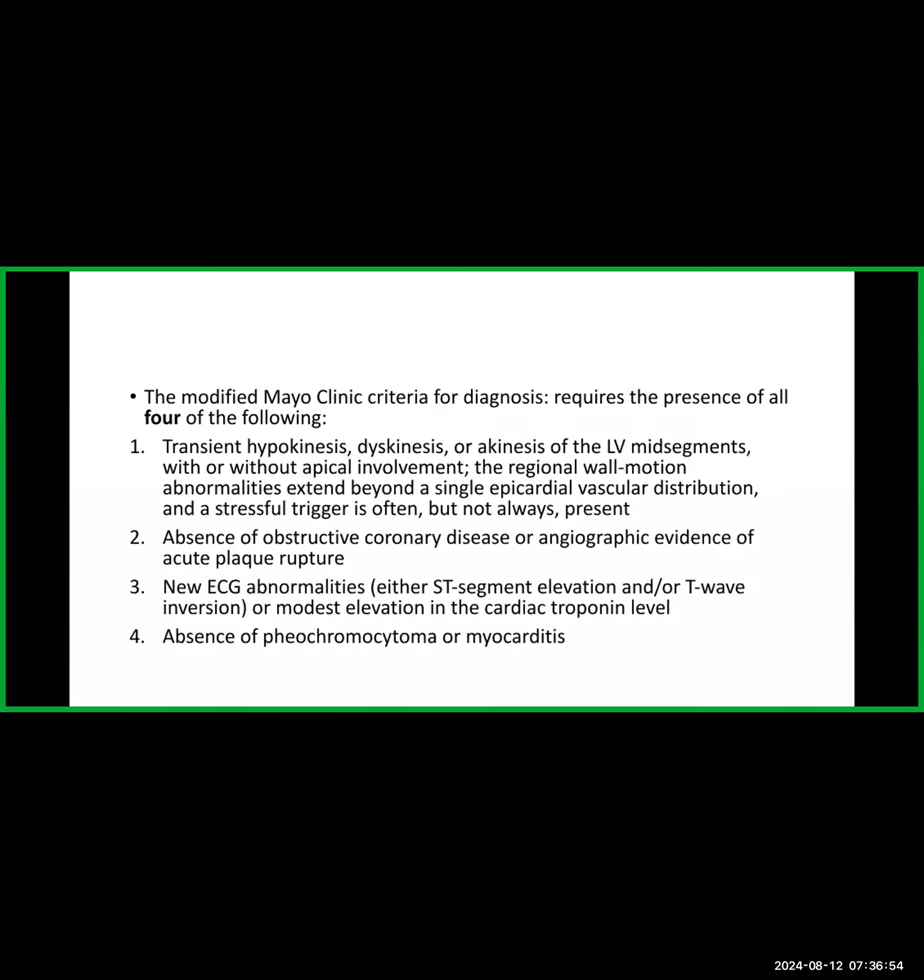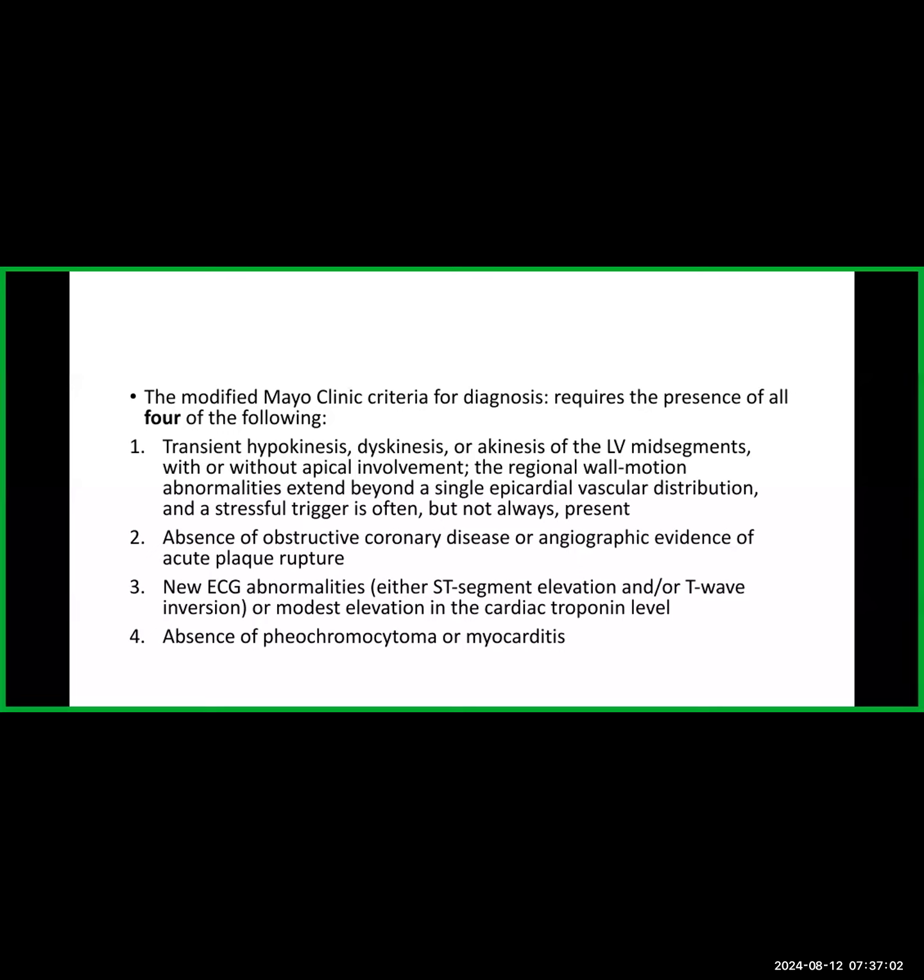So by way of just a write-up, takotsubo cardiomyopathy, also known as stress cardiomyopathy or broken heart syndrome, is a sudden transient cardiac syndrome that involves dramatic left ventricular apical akinesis and mimics acute coronary syndrome. The modified Mayo Clinic criteria for diagnosis requires the presence of all 4 of the following.